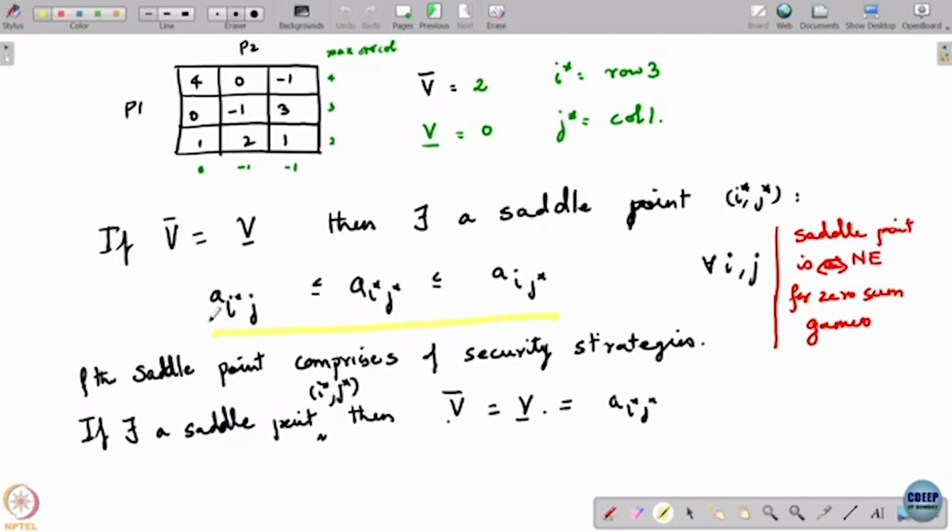But when V upper bar is equal to V lower bar, the two coincide. A saddle point comprises security strategies and vice versa. This is what happens when V upper bar equals V lower bar, which means players can basically reason about the game, in some sense, independently. Each player just thinks of the worst that could happen and plays, and that turns out to be zero regret, or satisfactory, at the end of it all.